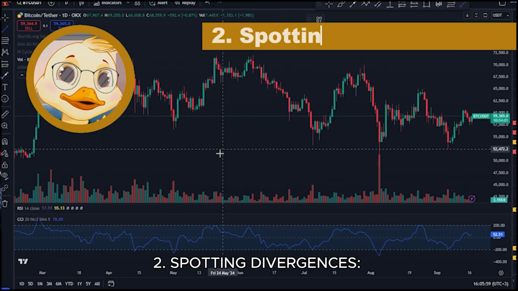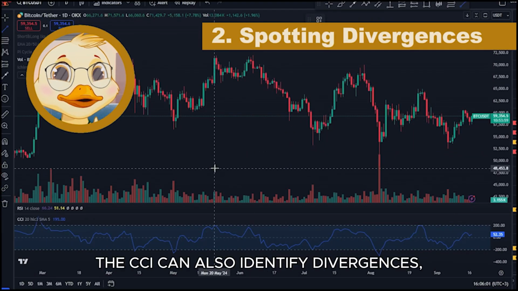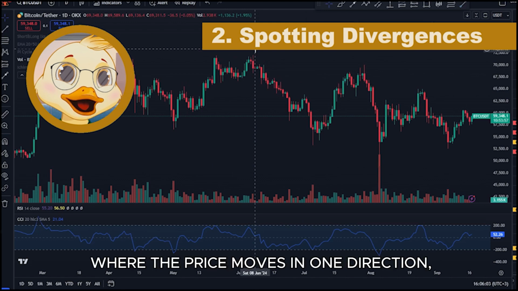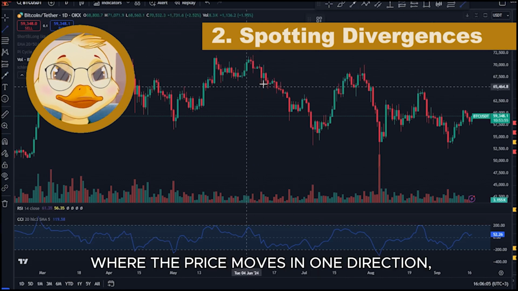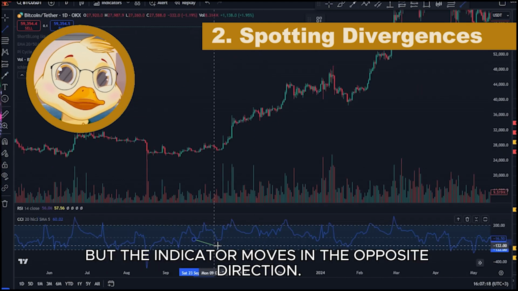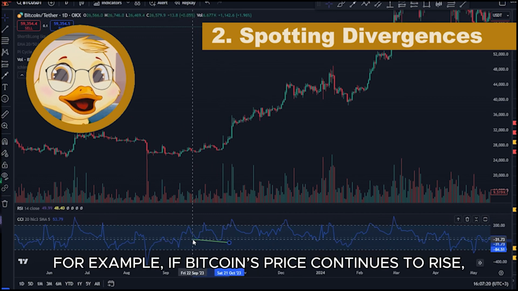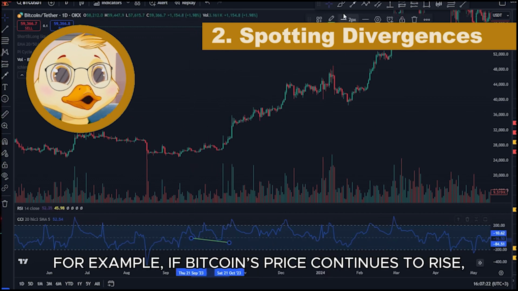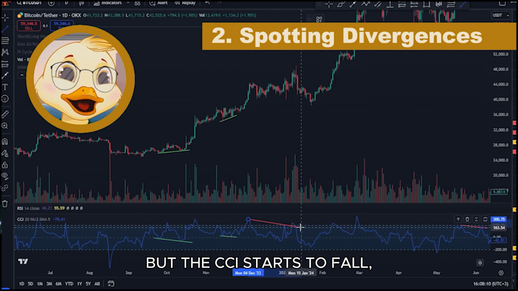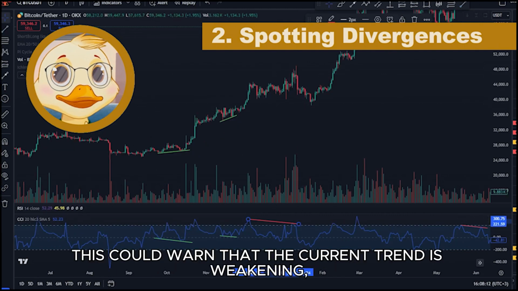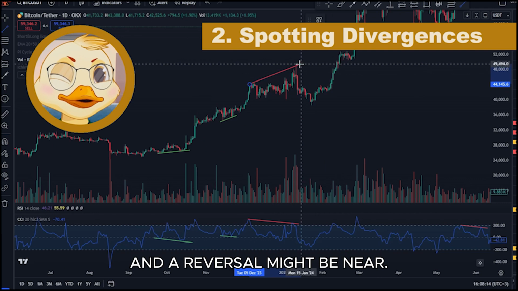Number 2. Spotting divergences. The CCI can also identify divergences when the price moves in one direction but the indicator moves in the opposite direction. For example, if Bitcoin's price continues to rise but the CCI starts to fall, this could warn that the current trend is weakening and a reversal might be near.